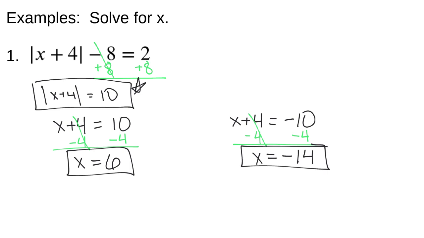Now let's talk about why. If I put 6 back in here for x, we would get 6 plus 4, which is 10, and the absolute value of 10 is 10, so that checks. If I put -14 back in here for x, we would do -14 plus 4, which is -10, and the absolute value of -10 is also 10. Those answers both work for this equation.